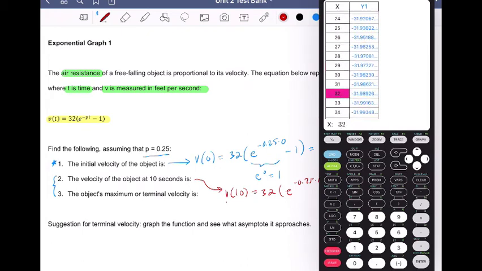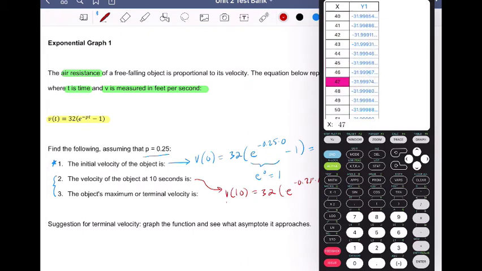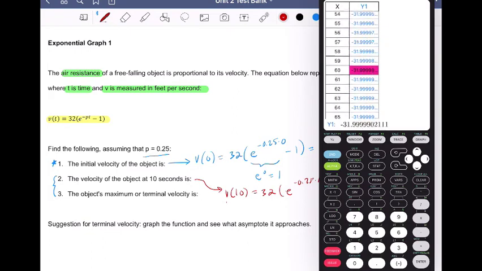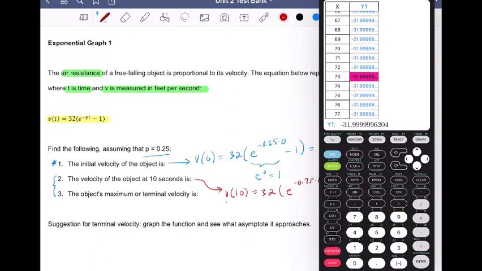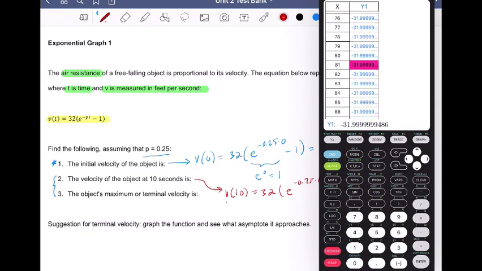And the object's maximum or terminal velocity, you can actually see here in the table. Look at these values, 31.9, and it's taking longer and longer as I scroll down to move up. I'm moving up at a slower rate, and now I'm just kind of stuck. You can see that at 81, I'm really close to 32, and I'm approaching 32.